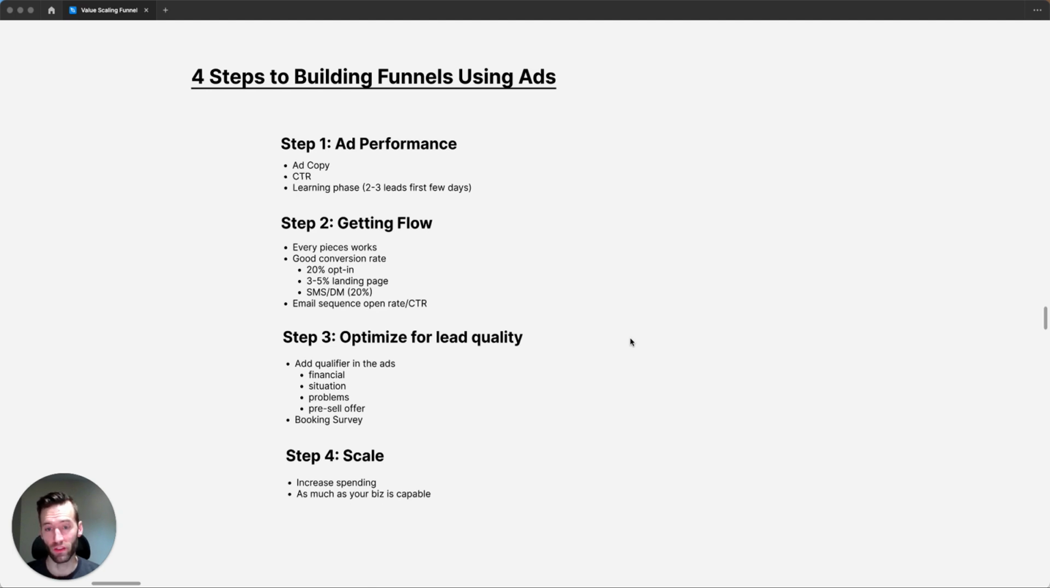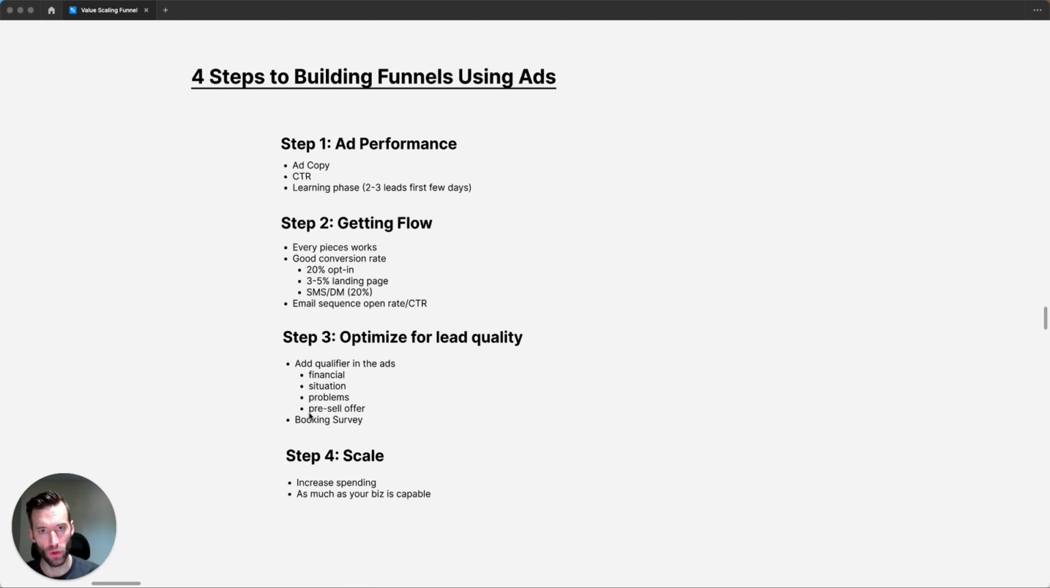Once you get the flow in, the next stage is to optimize for lead quality, which is step number 3. What I mean by that is once you have the flow in your funnel, it's time to add some filters. It's time to remove the people that you don't want in your funnel and keep only the people that are probably going to buy your product. The way you do that is to add friction, to add qualifiers in your ads. It could be a financial qualifier, it could be about their situation, their problems. You need to really pre-sell your offer in the ads, because your top funnel is what is going to determine the rest of your funnel.